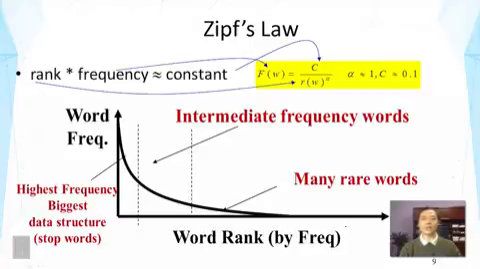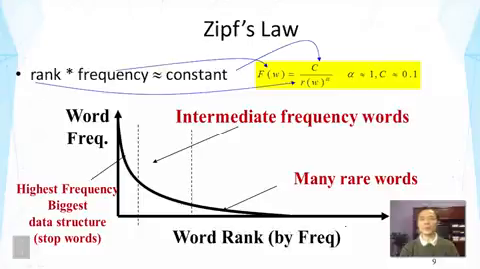But if you look at the left part of the curve, these are the highest frequency words. They occur very frequently. They are usually stop words, like the, we, of, etc. Those words are very, very frequent. They are in fact too frequent to be discriminative, and they are generally not very useful for retrieval. So they are often removed, and this is called stop words removal.